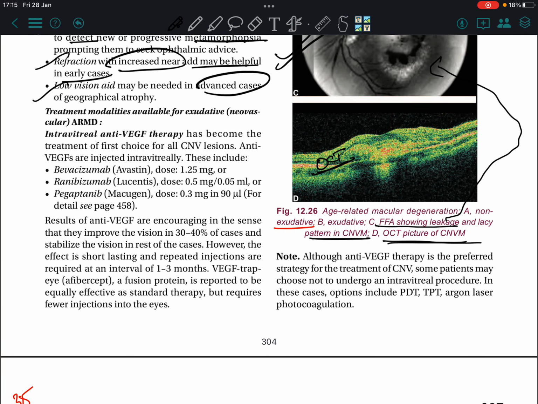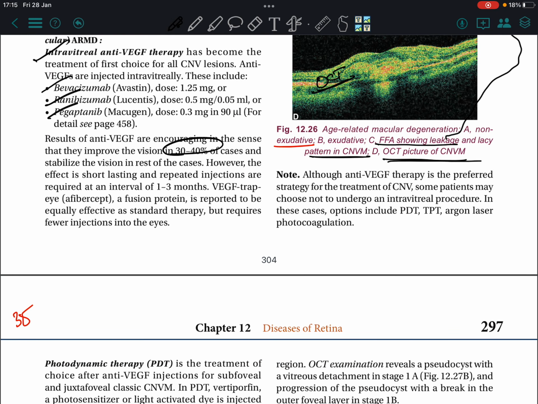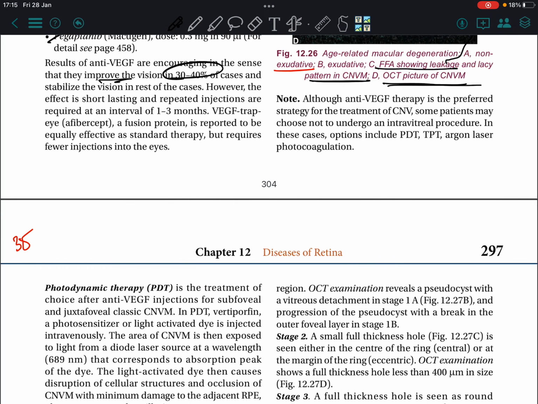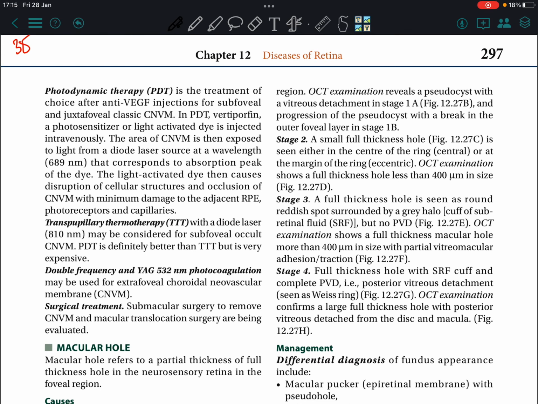Treatment. ARMD treatment: intravitreal anti-VEGF therapy, bevacizumab, ranibizumab, pegaptanib. They improve vision by 30 to 40%. Photodynamic therapy is the treatment of choice after anti-VEGF injection for subfoveal, juxtafoveal classic CNVM.